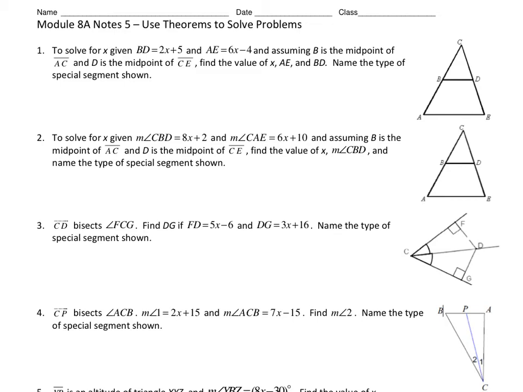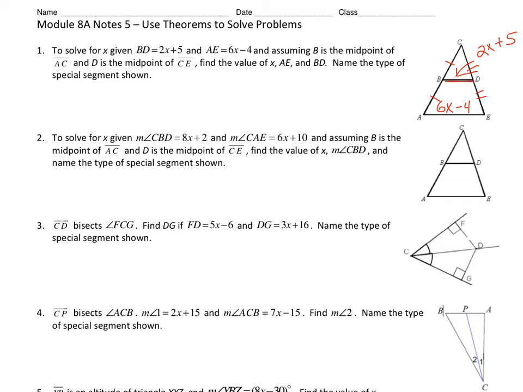In these last set of notes, we're going to talk about how we can use our theorems to solve problems, and it's going to be a mixture of all of our special segments. In this first one, we need to solve for x, and they give us what BD and AE equal. Assuming that B is the midpoint of AC, we have two congruent segments, and D is the midpoint of CE, so we have two separate congruent segments.